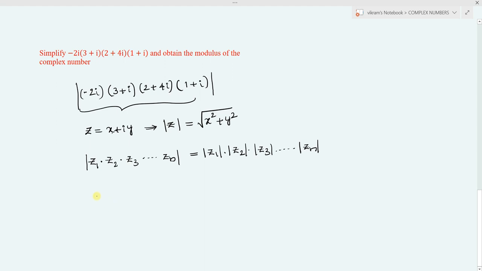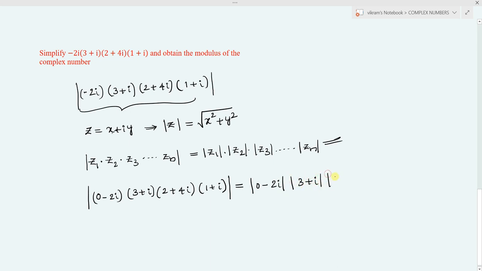We can write minus 2i as 0 minus 2i, into 3 plus i, into 2 plus 4i, into 1 plus i. Now we are asked for the modulus of the product of these four complex numbers. From the property, we can write it as mod of 0 minus 2i into mod of 3 plus i into mod of 2 plus 4i into mod of 1 plus i.